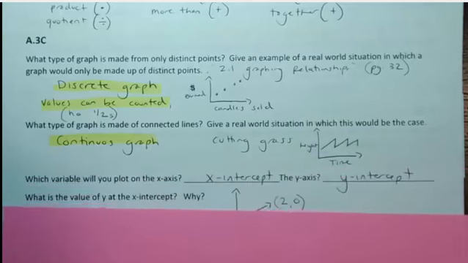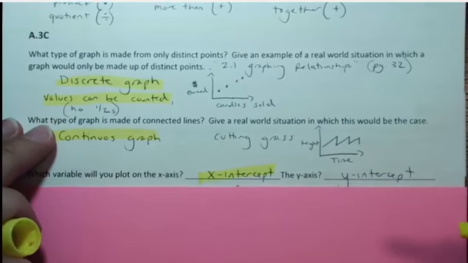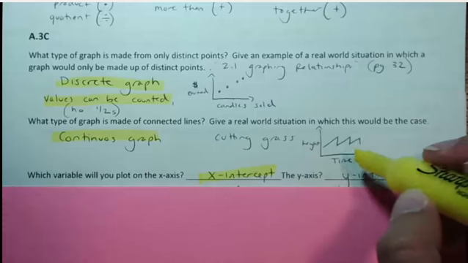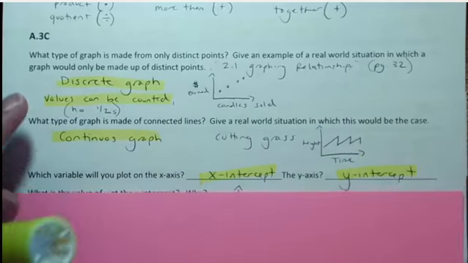Okay, the next question, which variable will you plot on the x-axis? Well, if I'm on the x-axis, that's going to be the x-intercept. It's going to cross over and intercept the x-axis. The variable that you plot on the y-axis is going to be the y-intercept.